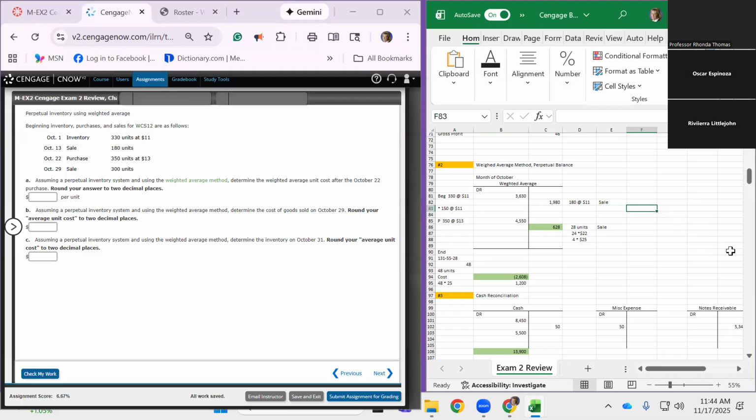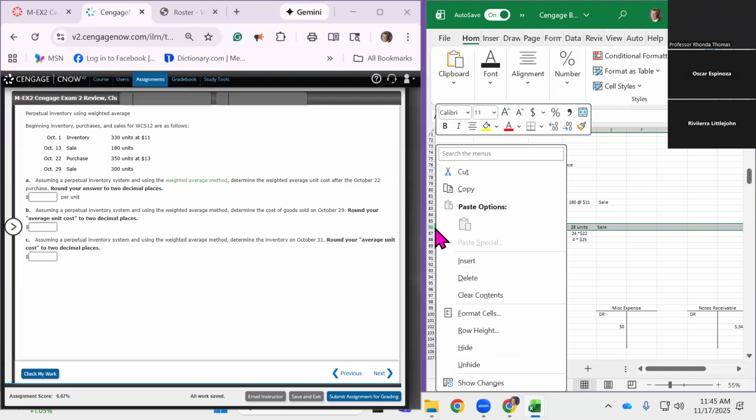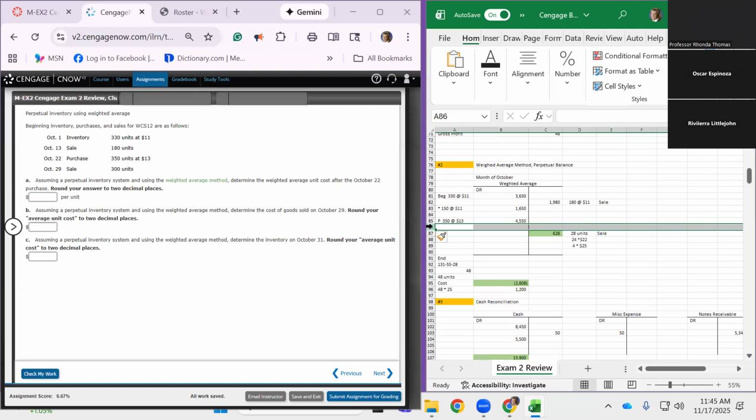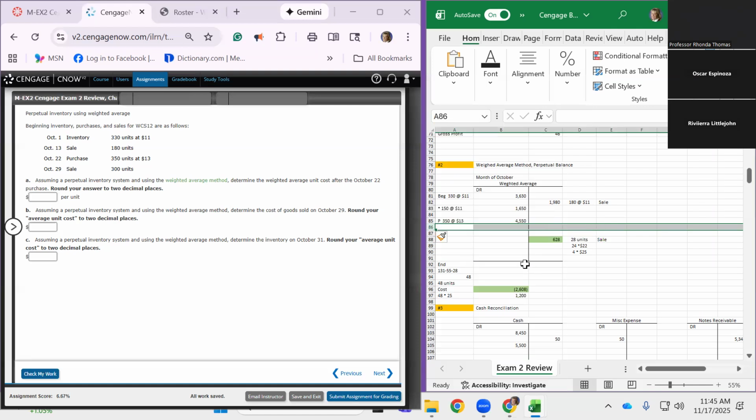So we're going to put, all right, so let me calculate that right here because that's how many is remaining after the sale. All right, so 150 times 11. Yep, so we've got 1650. So we're going to bring this over here because we're trying to get a weighted average now after this purchase. And I'm going to move that sale down so that we have a little room here to understand it better.